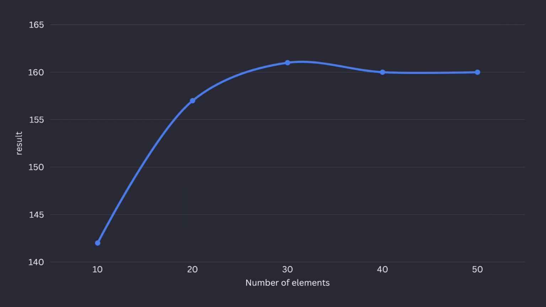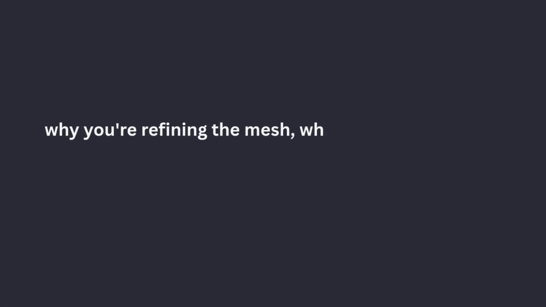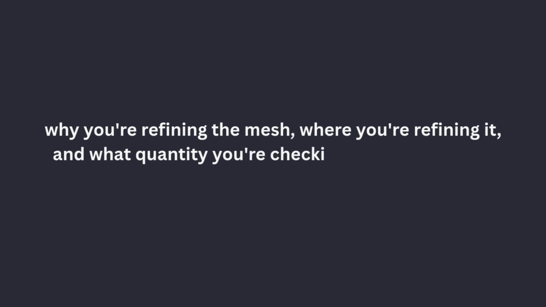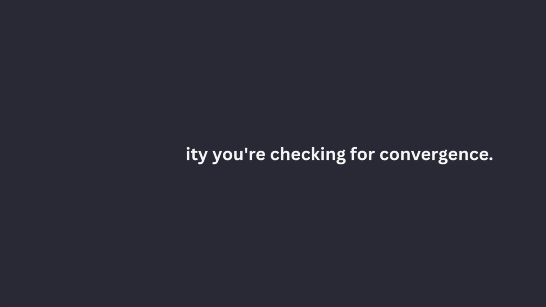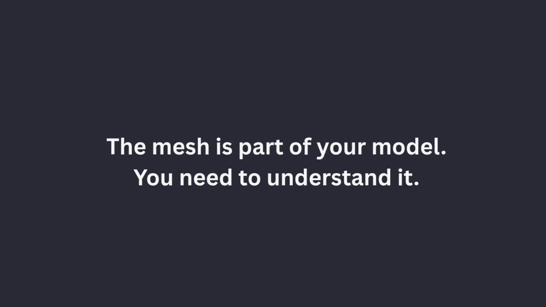You don't just want to blindly refine everything. Imagine you have a sharp corner or a region with a very large gradient. You refine the mesh there and suddenly you create very different element sizes next to each other. The solution can change dramatically in that region. And in some problems, the quantity you are looking at may not converge to a nice finite value at all. So you need to understand, why are you refining the mesh? Where are you refining it, and what quantity are you checking for convergence? Don't just press automatically generate mesh and assume the computer has made the numerical decision for you. The mesh is part of the model, you need to understand it.